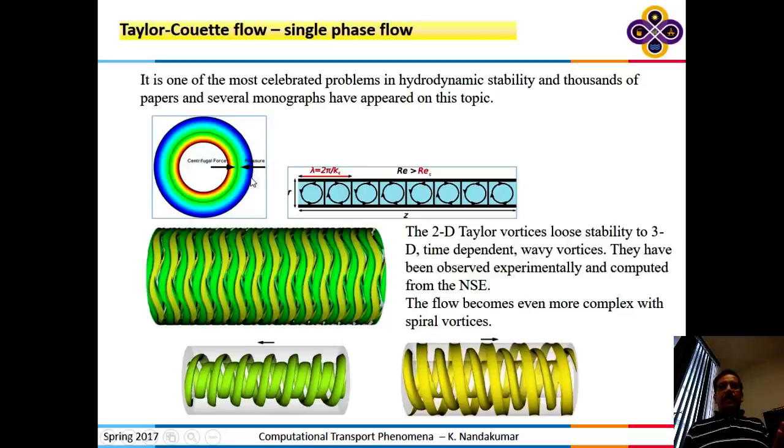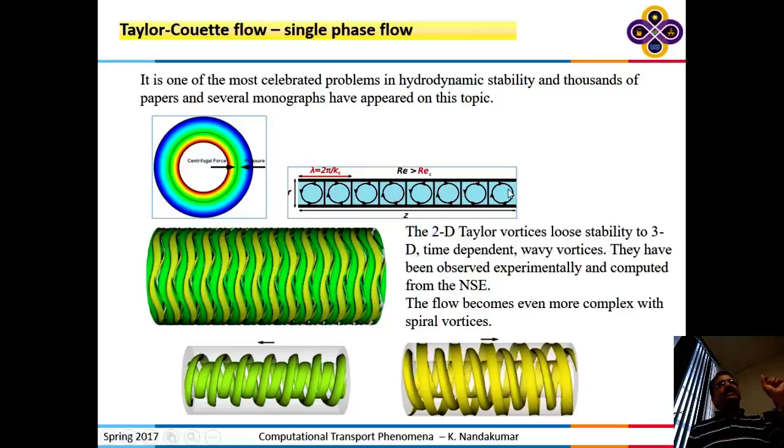Okay? And that flow is unstable, and when you rotate the inner cylinder faster and faster, the centrifugal force of the fluid near the inner cylinder that wants to throw the particle radially out becomes stronger than the viscous forces that want to keep it there. And then you see these kinds of cellular patterns.